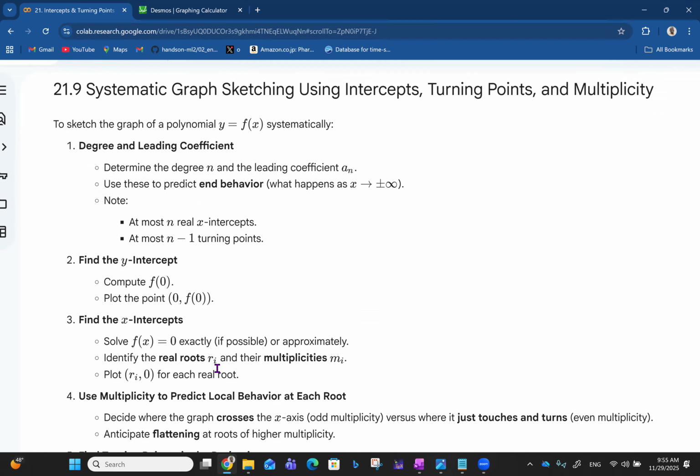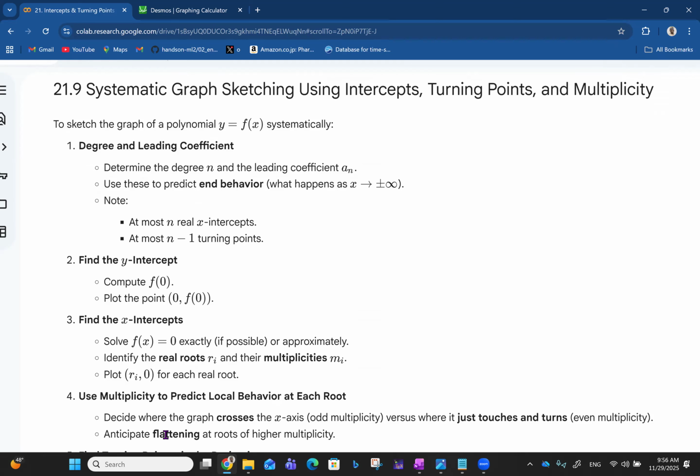Then identify the roots r sub i and their multiplicities m sub i. Then plot (r sub i, 0) for each real root. Then use multiplicity to predict local behavior at each root. So now we know what multiplicity looks like. If it is only one, it is sharp. If it is two, it touches and turns. If it is three, it changes over sluggishly. As the odd multiplicity increases, the sluggishness is flatter.